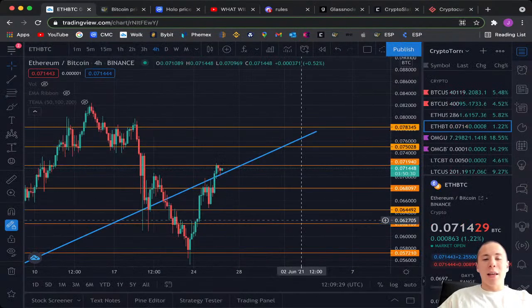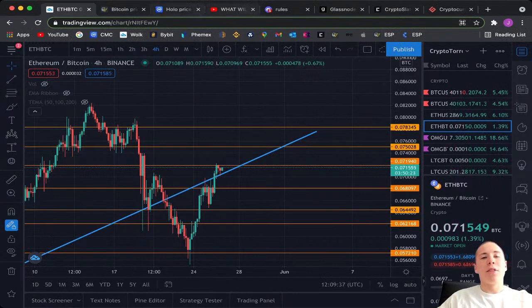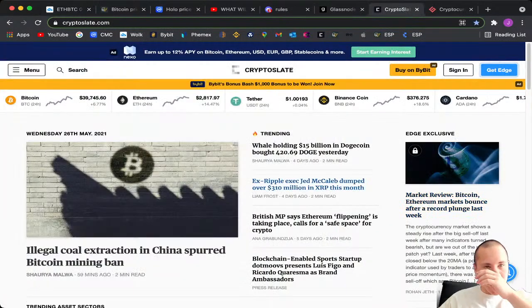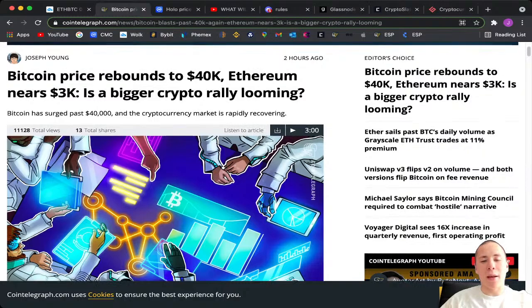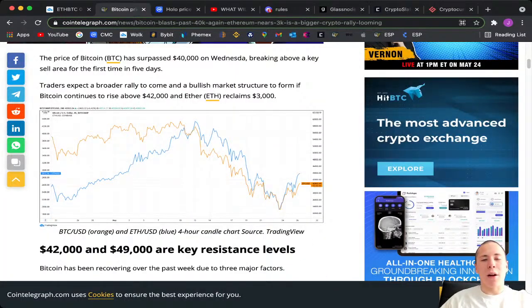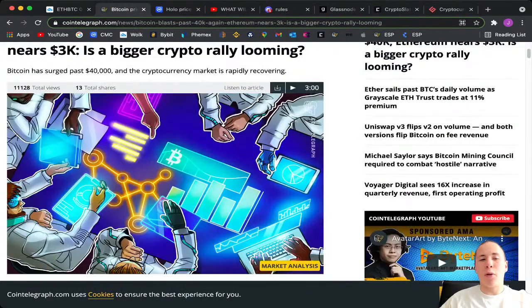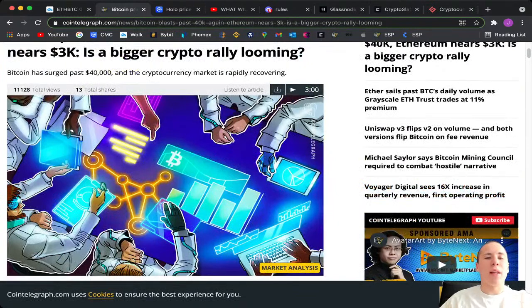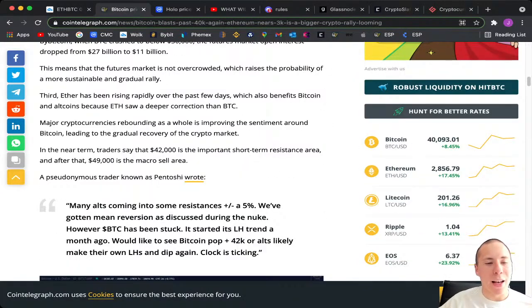So lastly, I wanted to talk about an article. I know lots of you do not want me to talk that much about articles, but I will be talking about them, just a small one, and that's actually not this one, but this one. Bitcoin price rebounds to 40k, Ethereum near 3k, is a bigger crypto rally looming? And for sure, this is a very important article. If you would like to read it on Cointelegraph, you will find this. It is on trending. Maybe you have already read it. And if you are not willing to read it by yourself, you can also just push the play button and it will read it out loud for you, if you are willing to just listen.